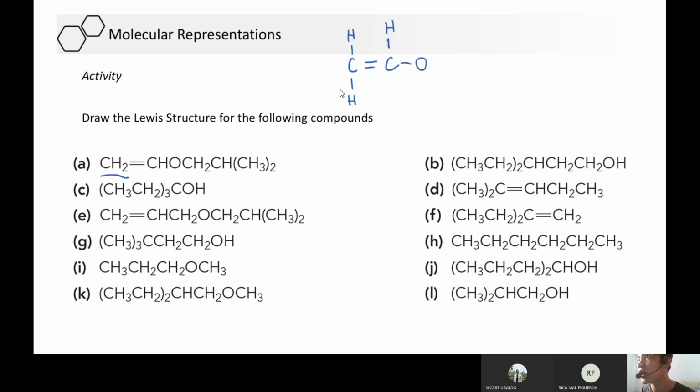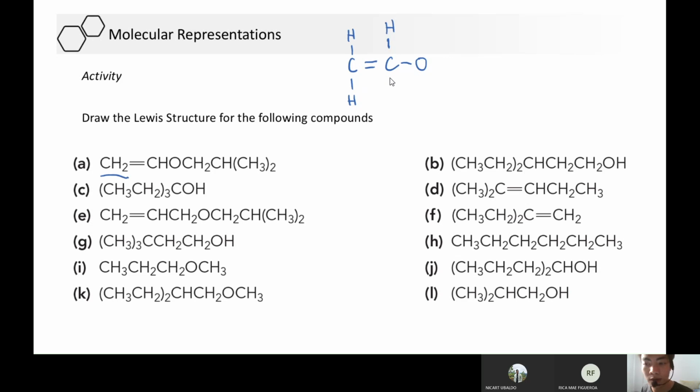So, asang part na tayo? CH2, double bond, CHO. So, ganun yung reading ha. So, ito yung CH2, double bond, CHO. Ayan. Then, meron pa. Ano to? CH2, CH, no? So, that means yung CH2, nakakonect yan sa oxygen na.